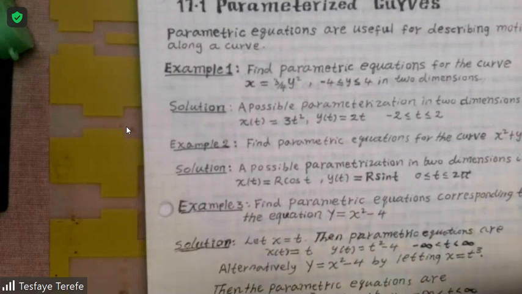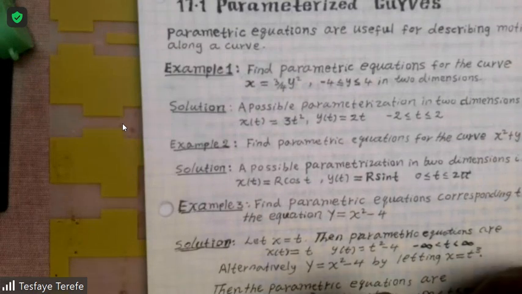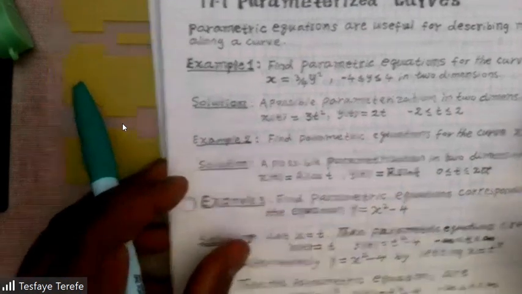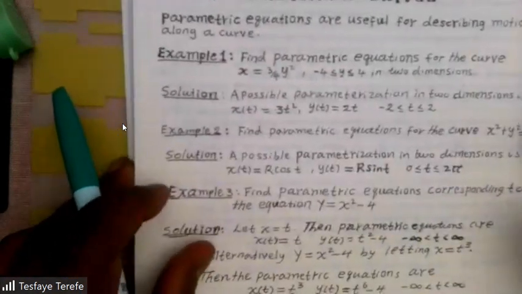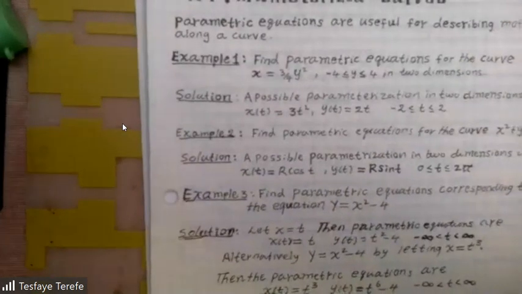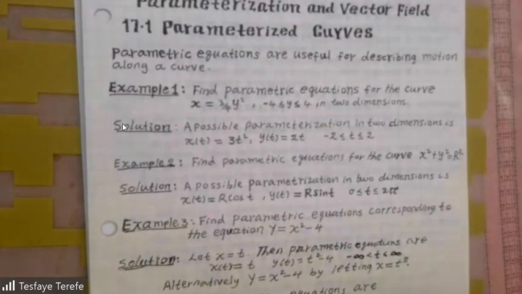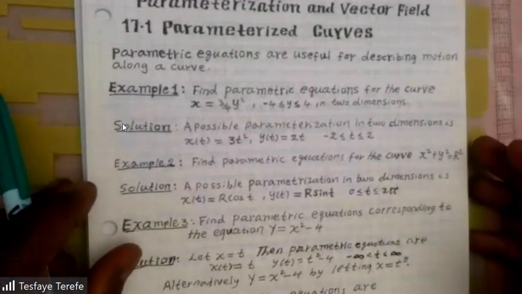All right, we'll start chapter 17, which is parameterization and vector field. That's what we are going to focus on. And parameterization, you guys are familiar with, but it is really instrumental for us, and we are going to discuss it again. It is an important aspect when we are dealing with vector valued functions.